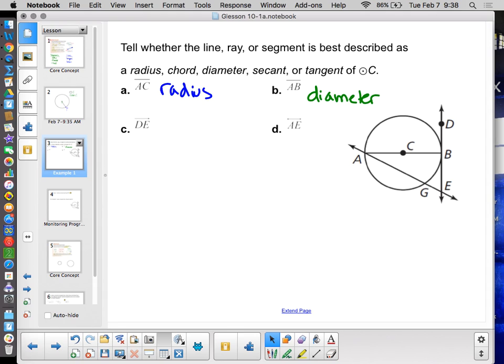DE, and it looks a little bit hazy there. It looks like either a ray symbol or a line symbol, but when I draw it here, DE, even if it is a ray, goes right there, and that would be touching the circle at one point, making it a tangent.